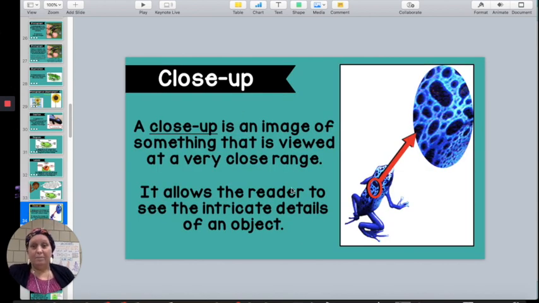This is a close-up. A close-up is an image of something that is viewed at a very close range. It's basically like having a telescope or a microscope and going in really, really close. It allows the reader to see the intricate details of an object. Your question is, what is this close-up showing you a picture of?